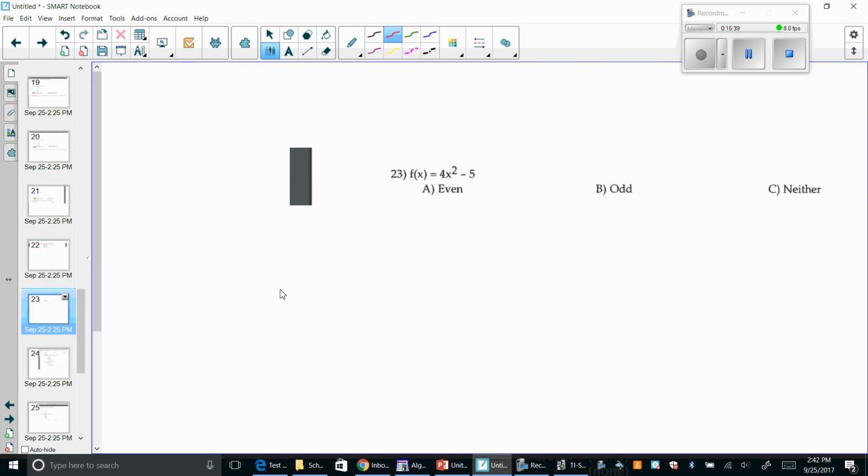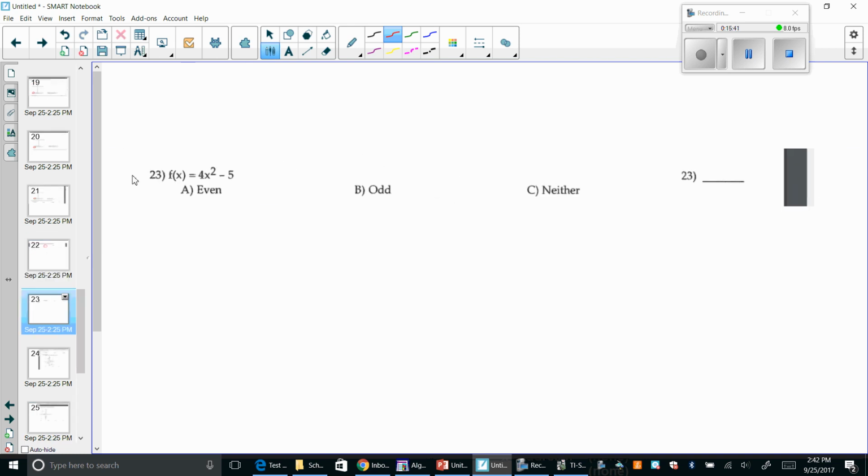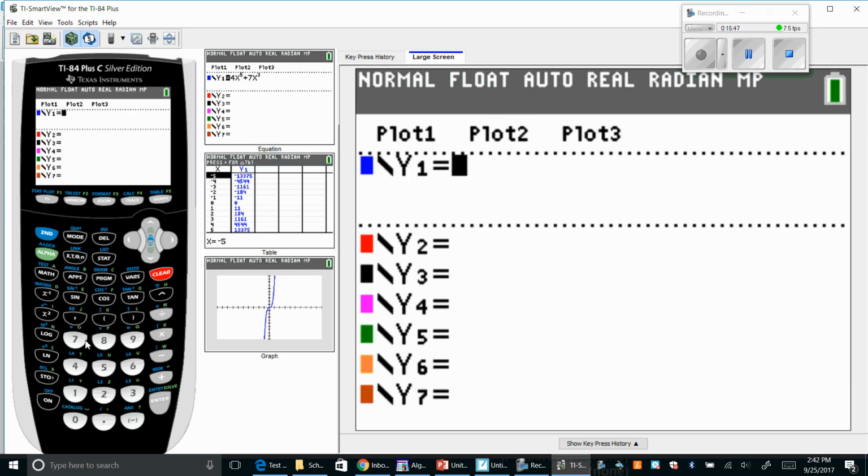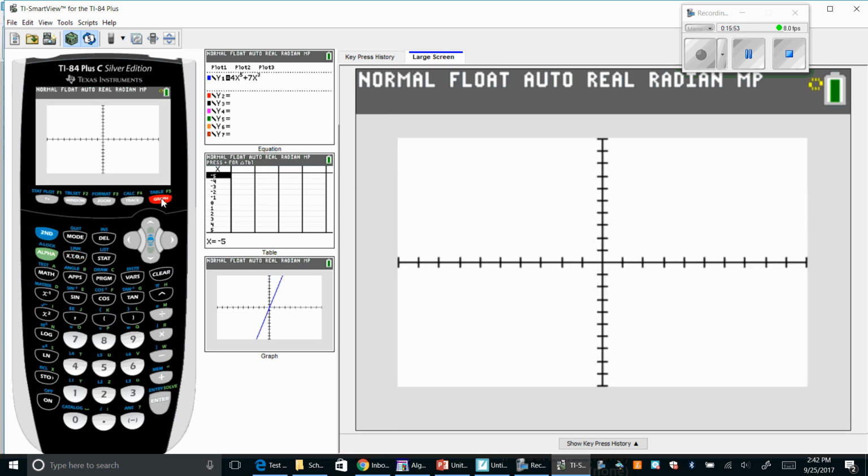Almost done. 23, even or odd or neither. 4x squared minus 5. Graph it. This appears to be even. It looks like the y-axis is cutting it exactly in half.